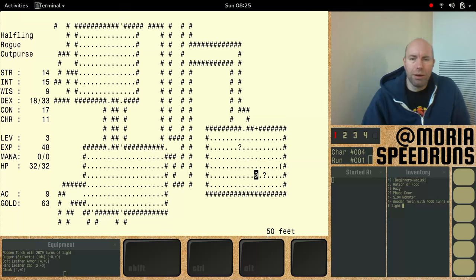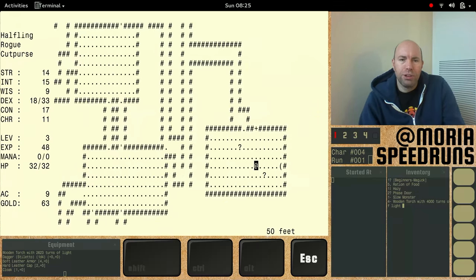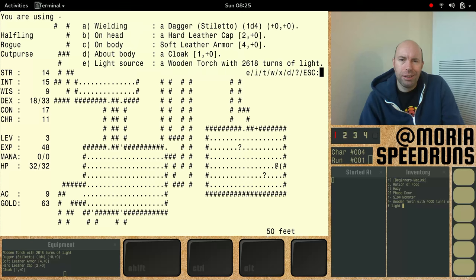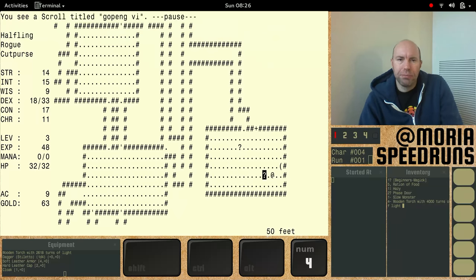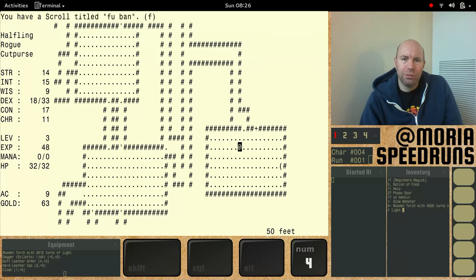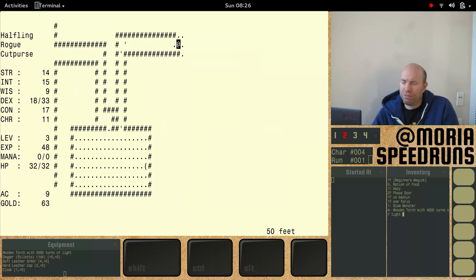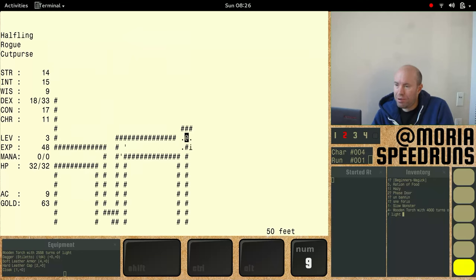We're going to be level 4. How long until level 4? Just one more point. What's that? Soft leather armor. We are wearing soft leather armor. We won't pick that up. Scroll. Another scroll. All sellable at the store. This is pretty good, folks. I gotta say. Okay, that's a dead end. We can't do anything about that.